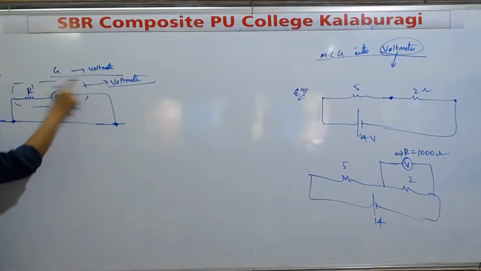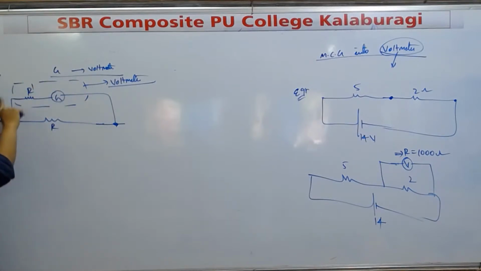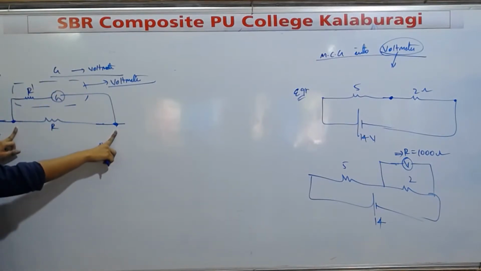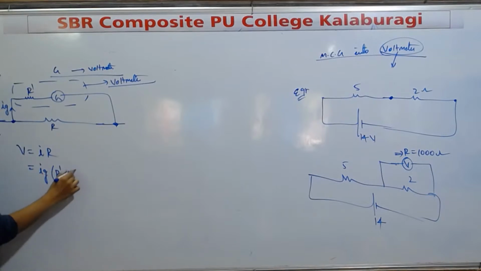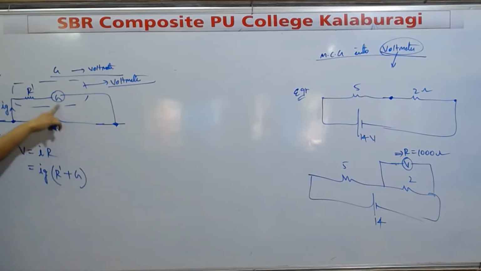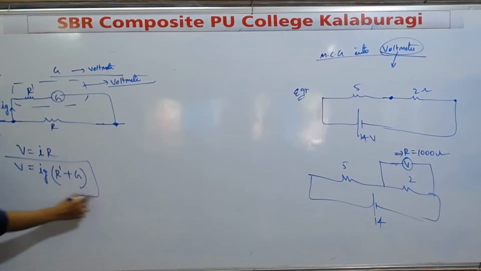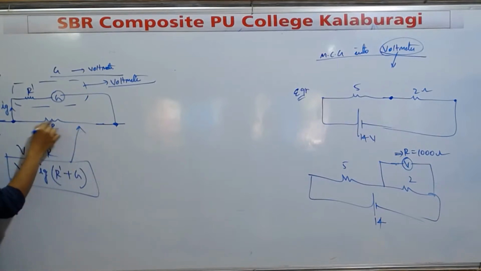So calculate the potential difference across the galvanometer. That will give you the potential difference across R. V equals I into R. How much current will go here? Ig. So I can write V equals Ig into (R dash plus G), where G is the resistance of the galvanometer. That V is the potential difference where we have to measure.